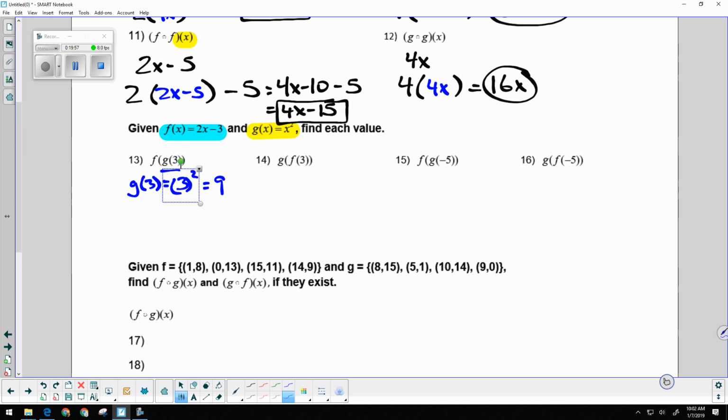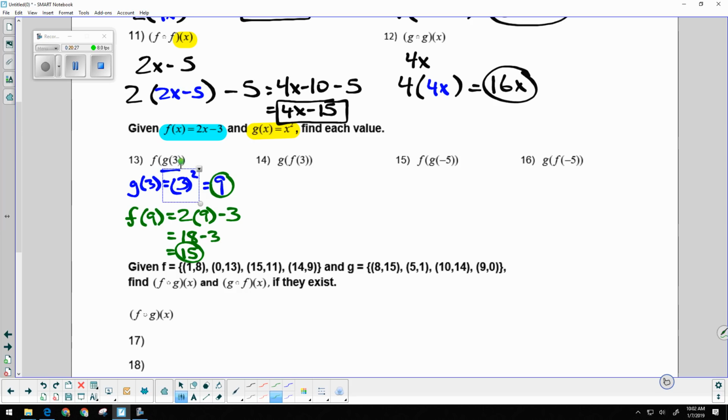Now, what we're going to do with this 9 is we're going to plug that into f of x. So f of 9 is equal to 2 times 9 minus 3. 18 minus 3, which is equal to 15. 15 is your final answer. A little bit different than the previous set of problems we did.